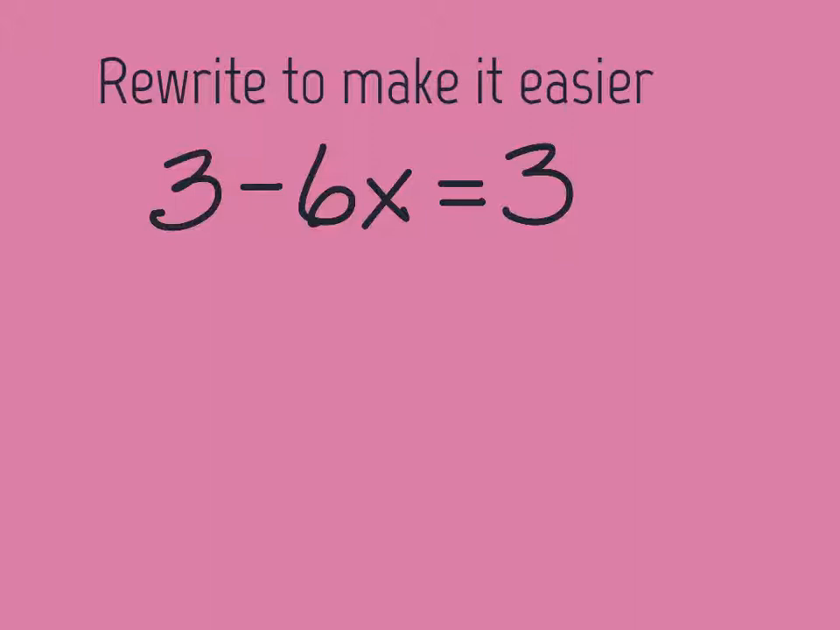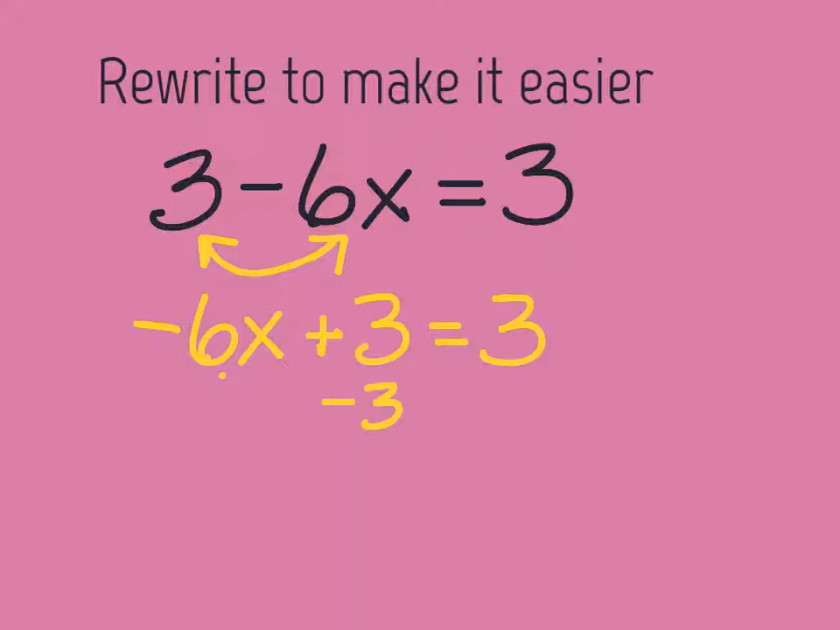Speaking of which, this may not bother some people, but this subtraction of the variable does bother some people. So you have permission to use what you know about algebra to go ahead and write it in a way that's easier. So subtracting 6x is the same thing as adding a negative 6x. So here I can just switch these two. And I'm like, okay, negative 6x plus 3 equals 3. Well, that's pretty much easier because then we're getting this by itself. I'm going to subtract 3 from both sides. And we're going to get negative 6x equals 0.